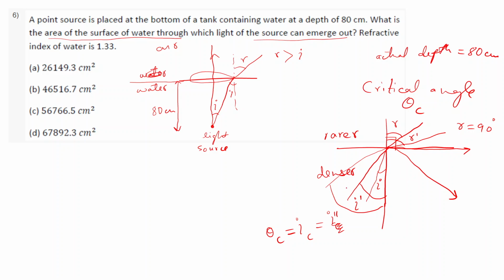So beyond the critical angle, the light will not come out, it will go back in. That's why here we have to consider this critical angle, so that we can tell what is this area through which the light can come out. After understanding this, there is a formula of critical angle we use: sine theta c is the refractive index of air over the refractive index of water. The refractive index of air is 1, and the refractive index of water is given to be 1.33.